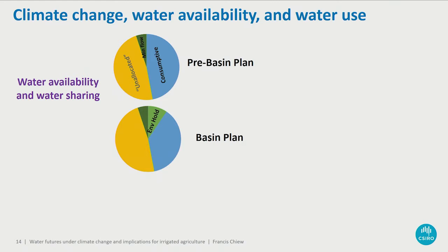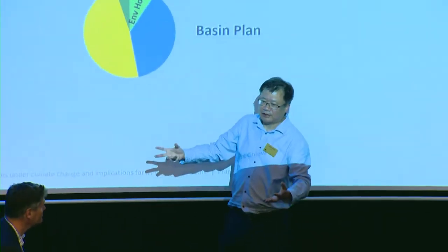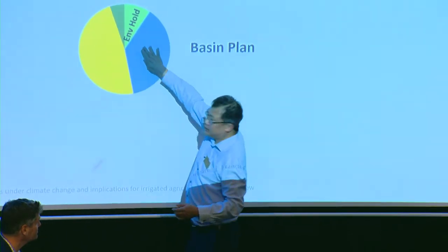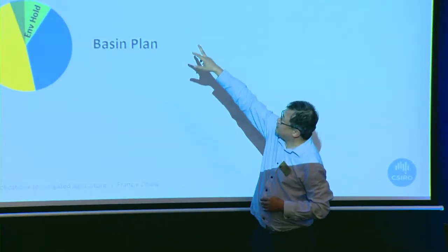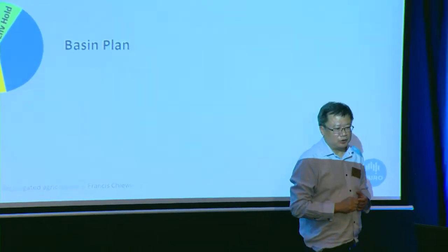So we've got a lot of parts of the basin where we are not managing the water, it's just unregulated water running in the system, but this part of the water is actually managed, regulated water. Prior to the basin plan, the stuff on top, we got some minimum flows, but most of the water was actually being used for consumptive water use.